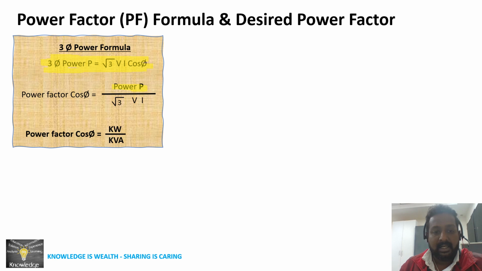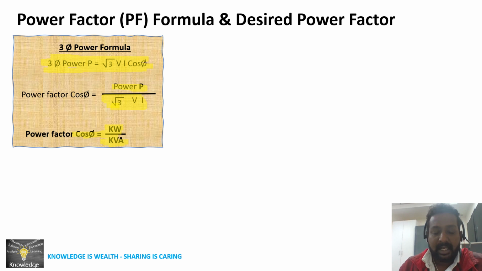Okay, and root 3 VI divided by root 3 VI, we know it is simply VAR KVA. So then our power factor formula will become cos phi is equal to kilowatt by kVA. So power factor is equal to kilowatt by kVA.